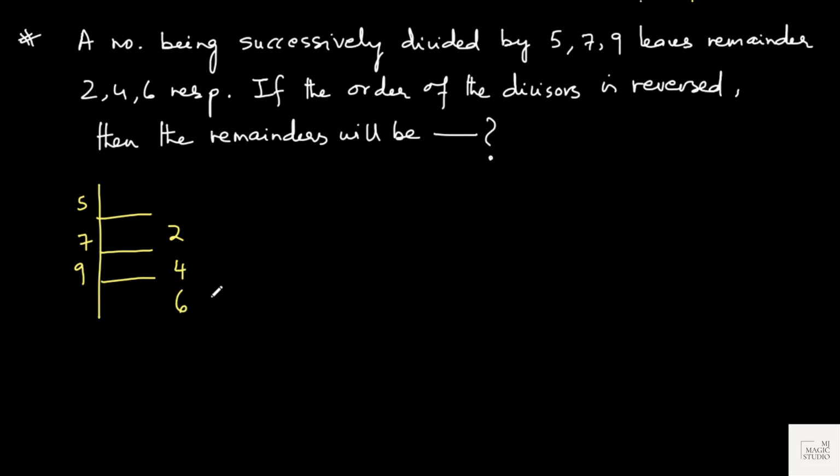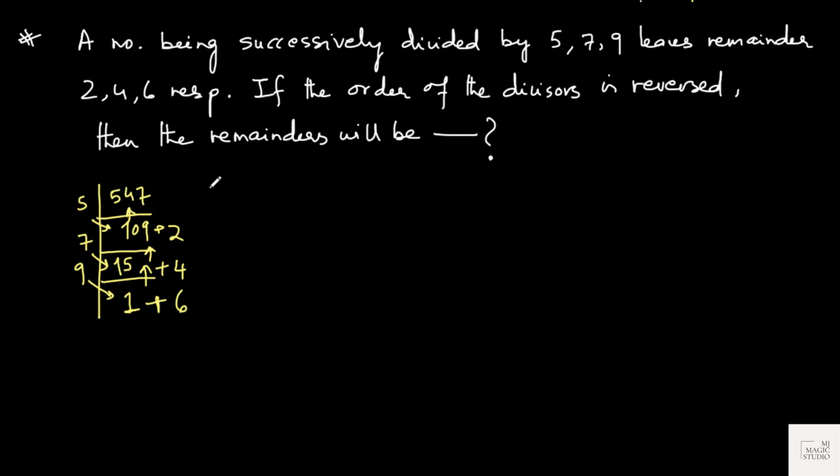I'm not reading the second part. Let me try to identify the smallest of such numbers, or the basic format of this number, which we will start by putting the final quotient as 1. 9 into 1, 9 plus 6 is 15. Then we'll move up. 7 into 15 is 105 plus 4 is 109. 109 into 5 would be 545 plus 2. 545 plus 2 would be 547.